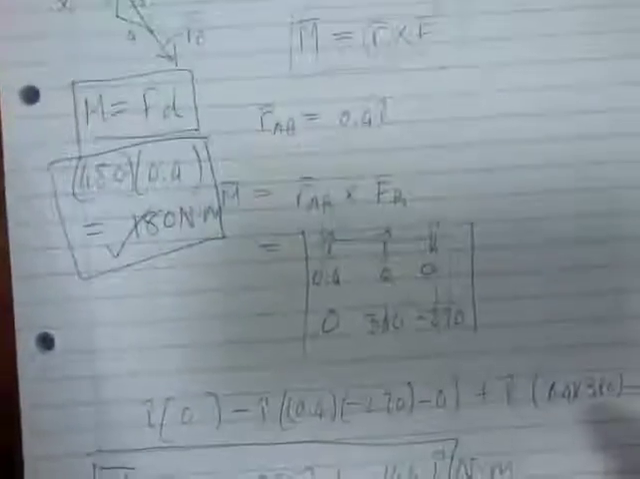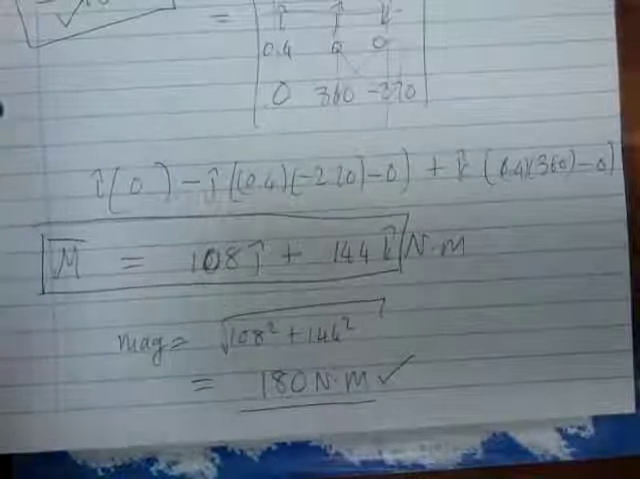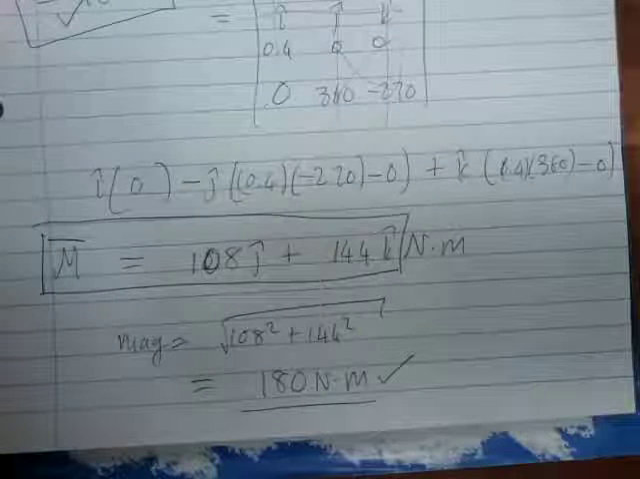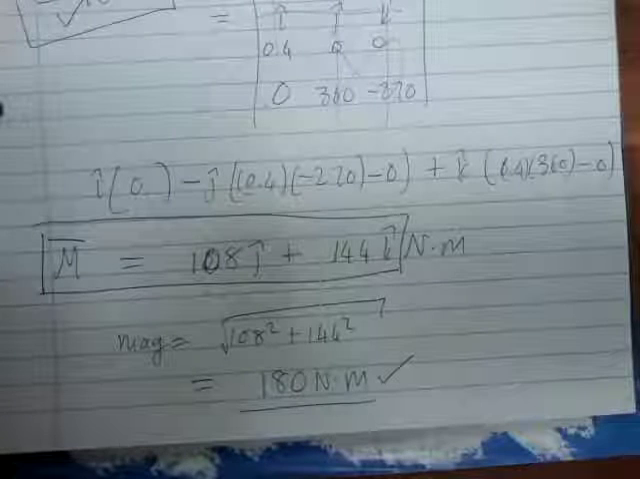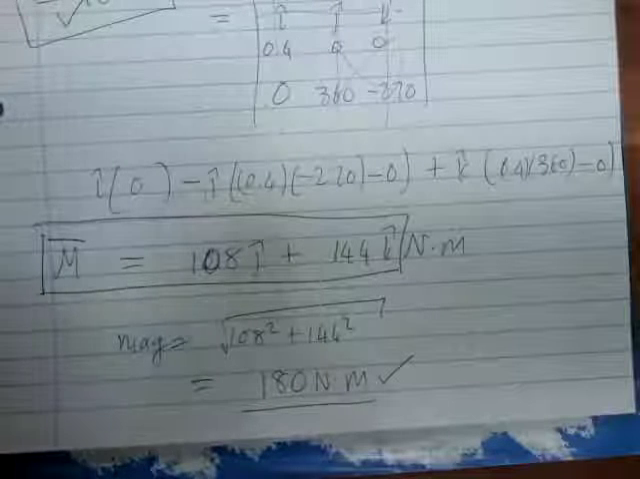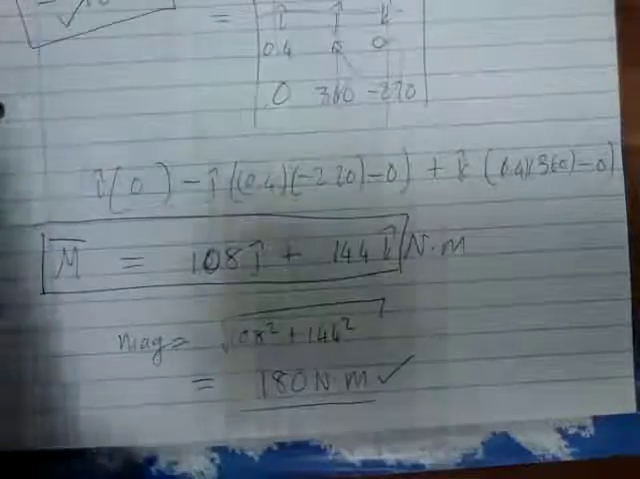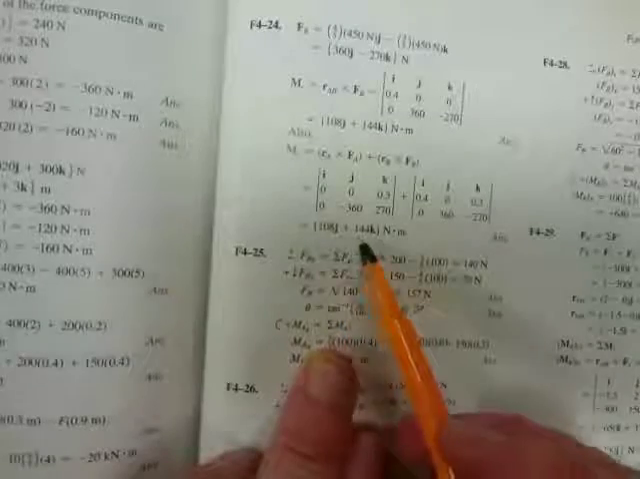Okay? So I hope this was helpful. I'm not 100% sure if that is the correct answer, so I need to just check in the back of the F problems. This is F4-24, and indeed, that is the answer there: 108j plus 144k Newton meters.